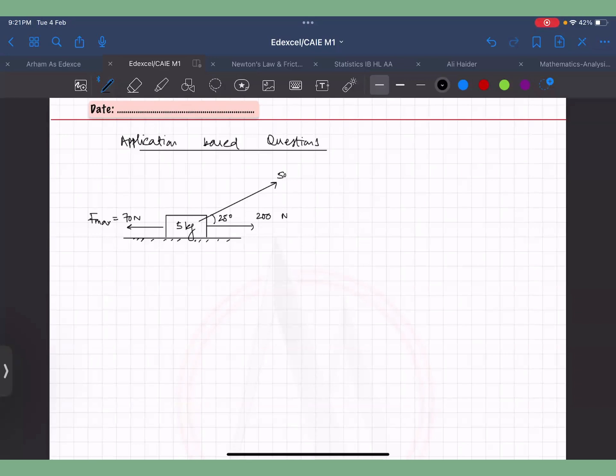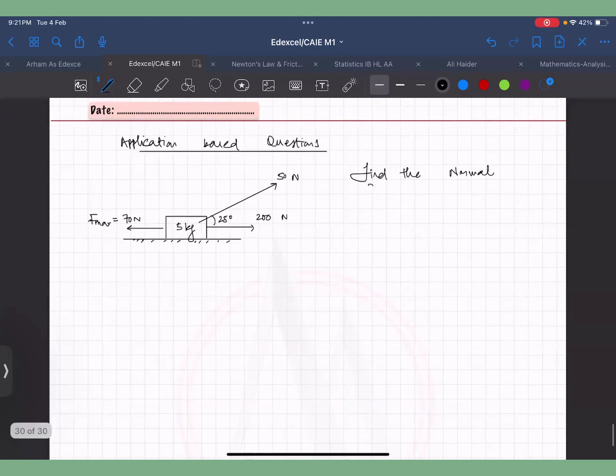and this is, let's suppose, 50 newton. This is a question which I have made up, so if you don't get very logical, reasonable values for the solution, don't worry about it. In the exam you'll get very calculated, logical, reasonable answers. They would ask you to find the normal reaction force and the acceleration of the box.